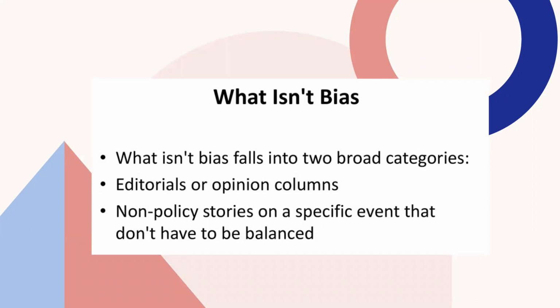So we have talked a lot about what is bias. Now the question comes, what isn't bias? There is a huge amount of bias happening in media, and it's crucial to be able to see what isn't bias. Well, what isn't bias is divided into two broad categories. First, editorials or opinion columns.